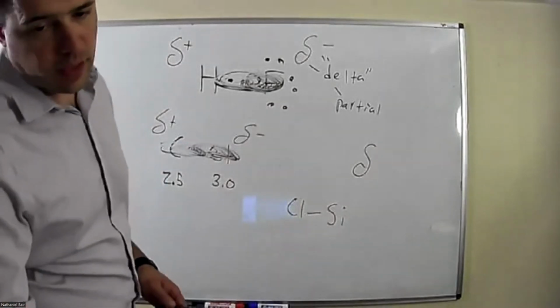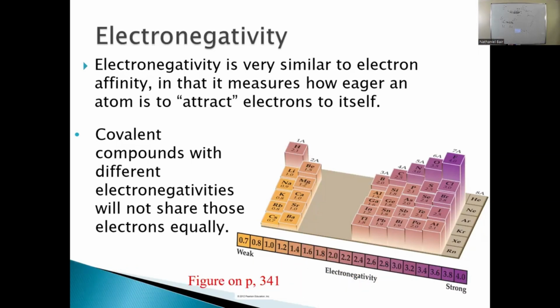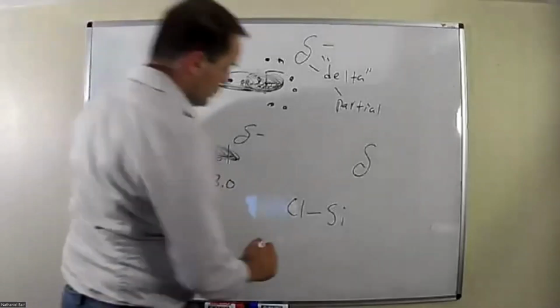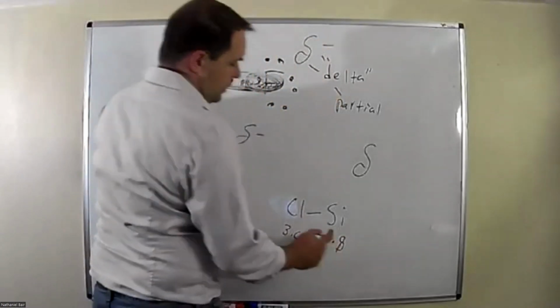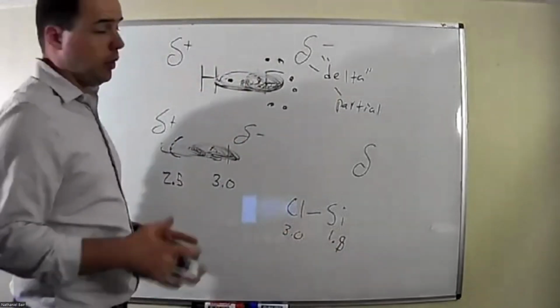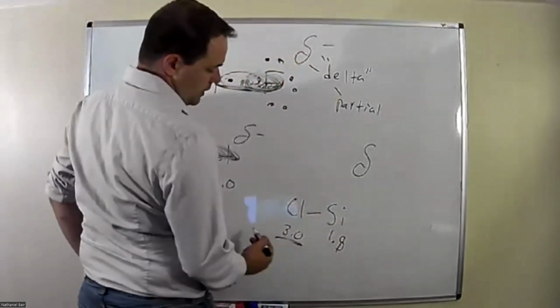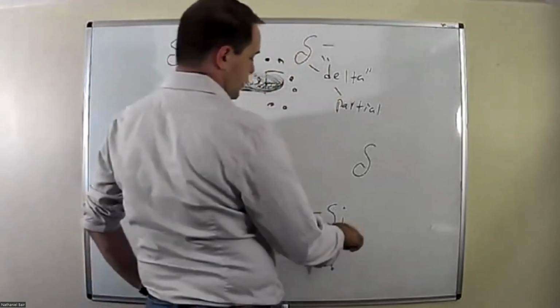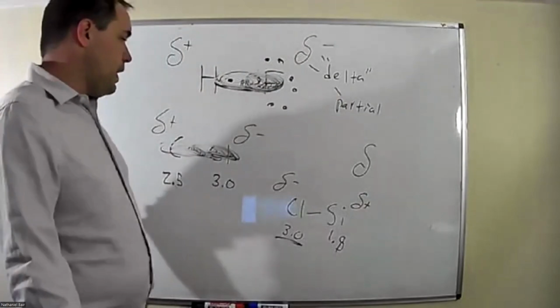I'm going to pop the electronegativity values back up here. Okay. So hopefully you found chlorine to be a 3.0 and silicon to be a 1.8. That's a difference of 1.2. That's definitely polar. That's between 0.5 and 2.0. Chlorine is going to hog the electrons. It's got a higher electronegativity, delta minus on the chlorine. Silicon's deprived, delta plus on the silicon. So yeah, there we go.